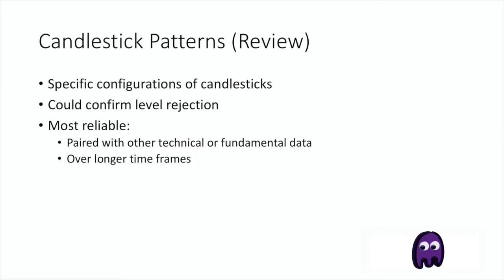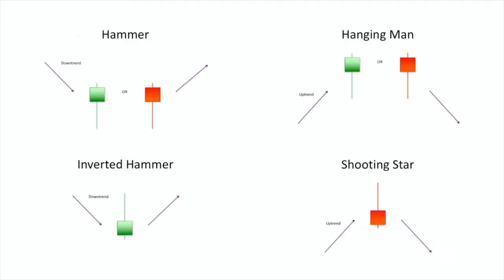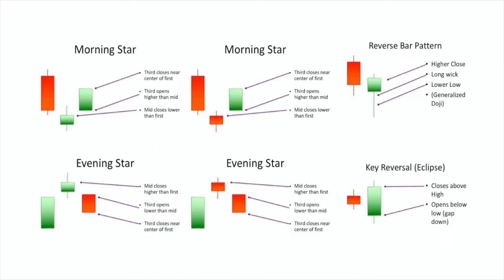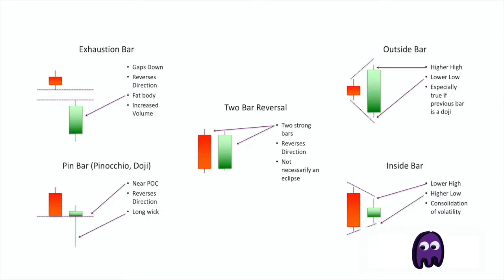Candlestick patterns. These are specific configurations of candles. These could confirm a level rejection. They're most reliable when paired with other technical or fundamental data and over longer time frames. So in other words, when I see a candlestick pattern on the day candles, that candlestick pattern is a little bit more probable than what I might expect at the 1 minute granularity. I've provided a summary of candlestick patterns here. For a more detailed explanation, please see the Technicals 100 module.